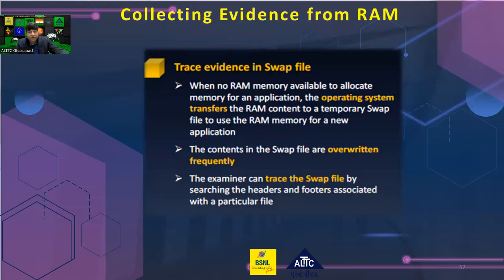Trace evidence in the swap file. When RAM memory is not available to allocate to an application, the operating system transfers the RAM content to a temporary swap file to use the RAM memory for a new application. The contents in the swap file are overwritten frequently. The examiner can trace the swap file by searching the header and footer associated with the particular file.